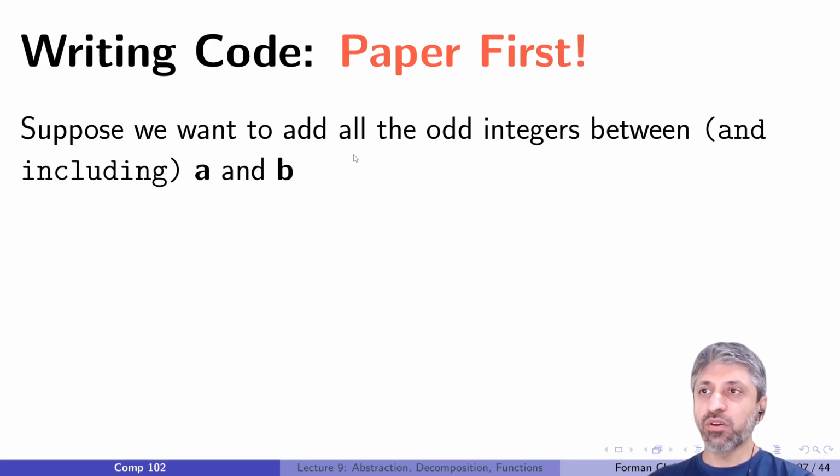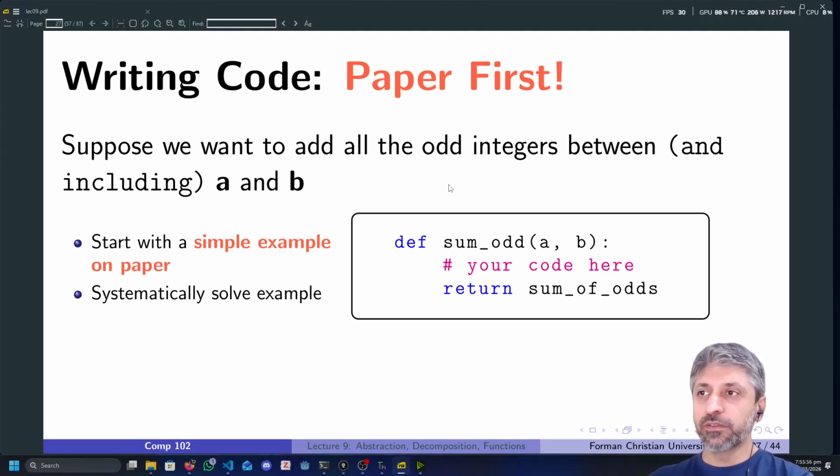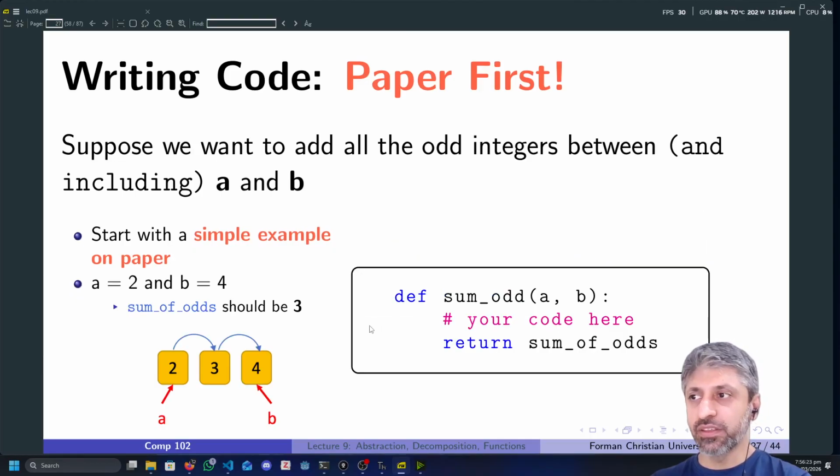Suppose that we want to add all the odd integers between and including a and b. How do we write this? Let's start with a very simple example, and systematically solve it. What we have here is a black box with two parameters, a and b, which are the input, and the return is going to be an integer, the sum of all odd numbers between these two values inclusive. Now we need to think about how we fill this code in.